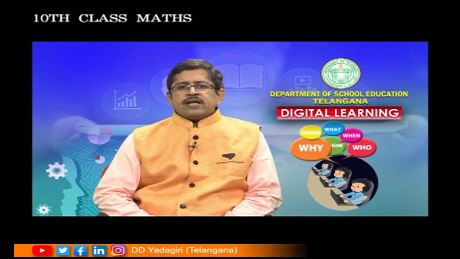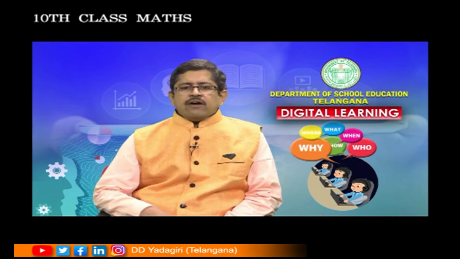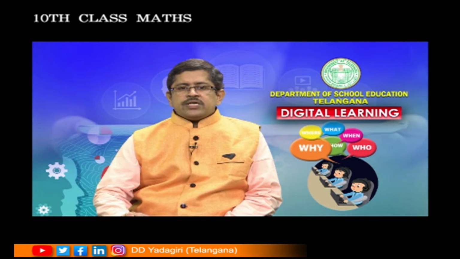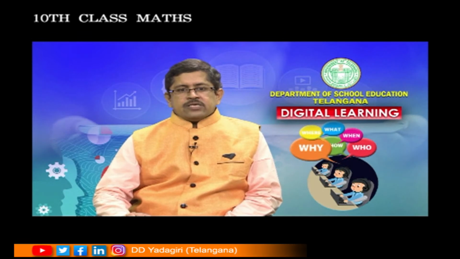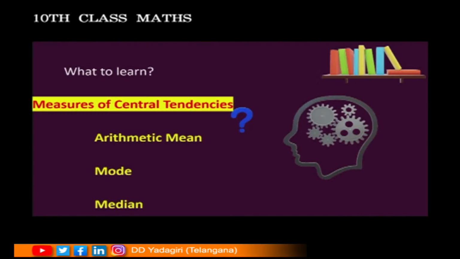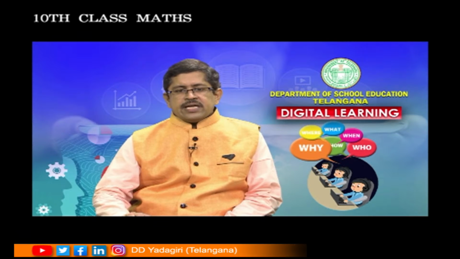So to find the central values, we are going to have three popular measures. One is called arithmetic mean, second is mode, third is median. These measures are going to represent one central value for the entire data. So what is this set of measures called? They are called measures of central tendency. So today we are going to learn about the first measure of central tendency, which is called arithmetic mean.